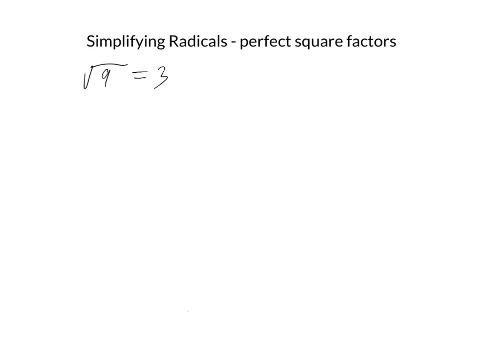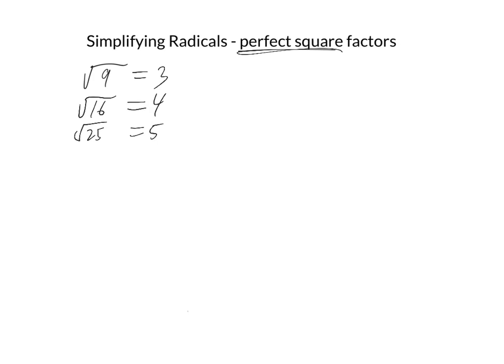And there's lots of perfect squares. It's pretty handy to know them. The square root of 16: 16 is a perfect square because the square root of 16 is 4. The square root of 25 is 5, etc. And it's really helpful to know those to use this particular method, because we're going to use perfect square factors. Well, let me tell you what I mean by that.